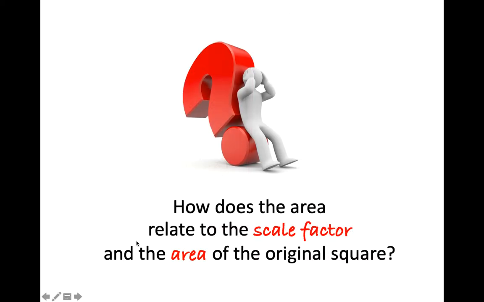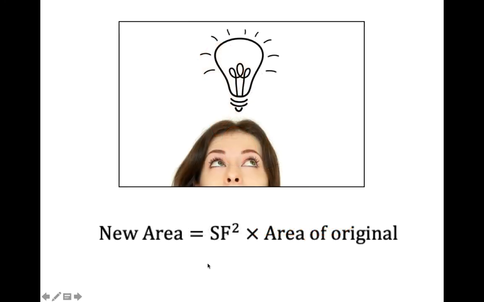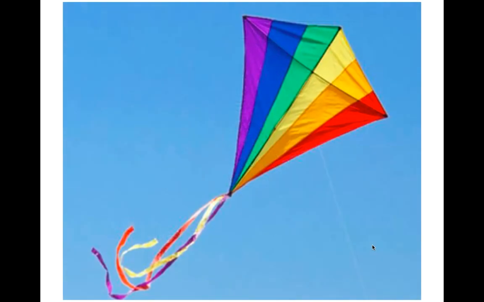So how does the area relate to the scale factor and the area of the original square? Here's your formula. The new area is equal to your scale factor squared times the area of your original shape. Now we're going to take a look at 2 questions before you actually try things from your homework.